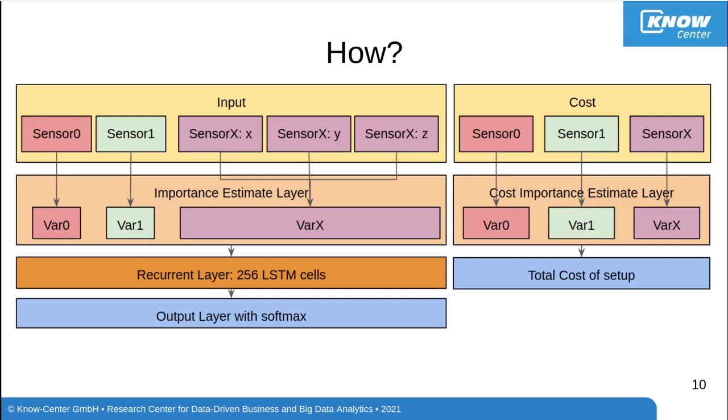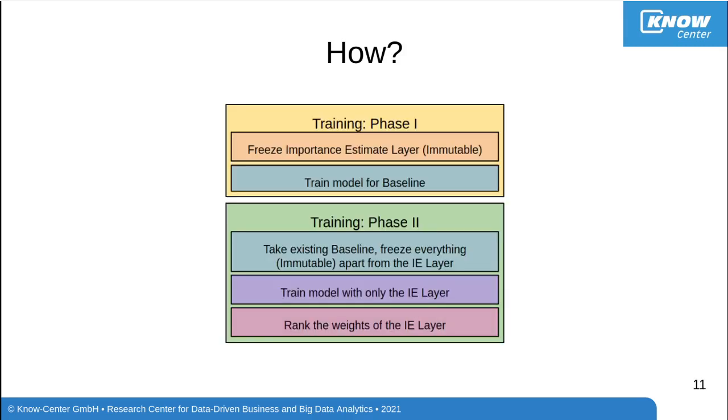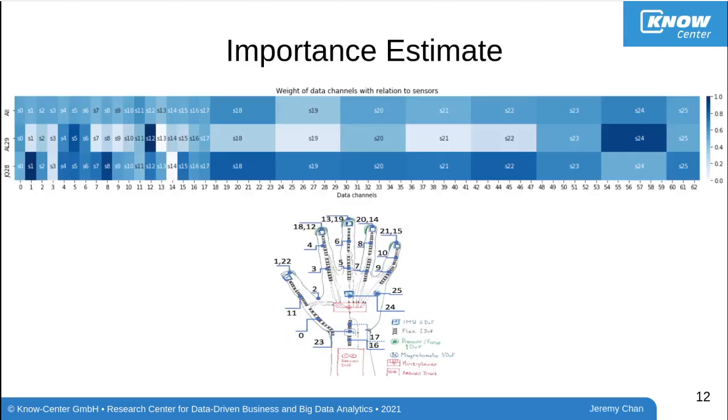When considering cost effectiveness as well, another neural network is used to account for the additional constraint. Again, an additional layer is used, which utilizes the weight from the original importance estimate layer. Instead of the standard way of training, we train in 2 phases. In the first phase, we freeze the importance estimate layer and train the model for a baseline result. In the second phase, we take an existing baseline, freeze the model, and train just the importance estimate layer. After the training, the importance estimates, which originally serve as the identity function by being initialized as 1s, will now vary from the training. The value of the weights can then be normalized and ranked.